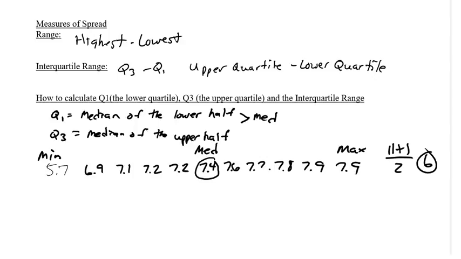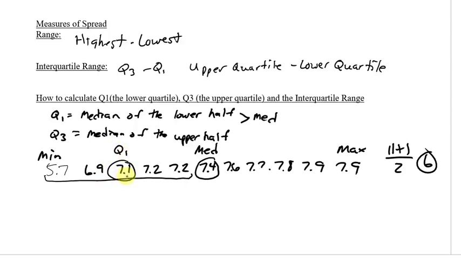So let's look at now, the Q1 is just the median of the lower half. It's the median of these 5 numbers here. So that would be 7.1 would be Q1. That's just 2 numbers below it, 2 numbers above it, and then up here Q3, same thing. It'd be the median of these 5 numbers, which is 7.8. So that's what's called the 5-number summary.